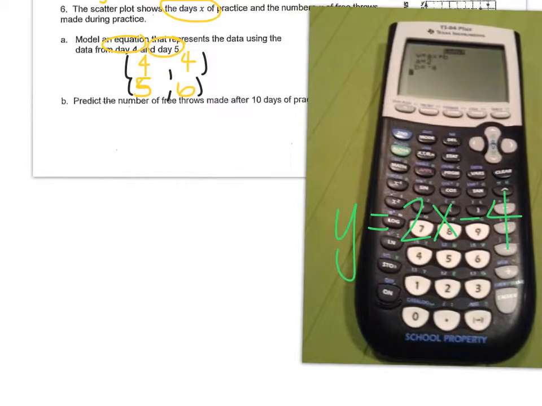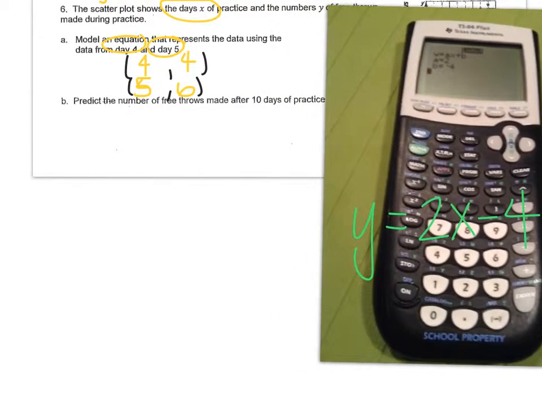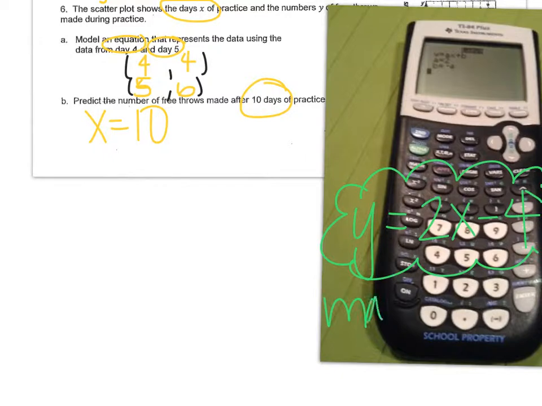So the next part says predict the number of free throws made after 10 days of practice. Well, 10 days tells me that x is 10, and the whole purpose of coming up with this equation is to make predictions. That's why we figure out these equations, is to make predictions.